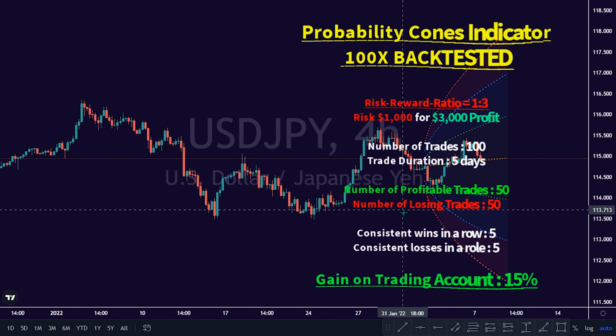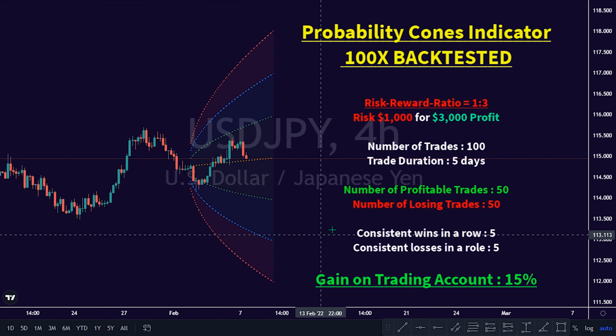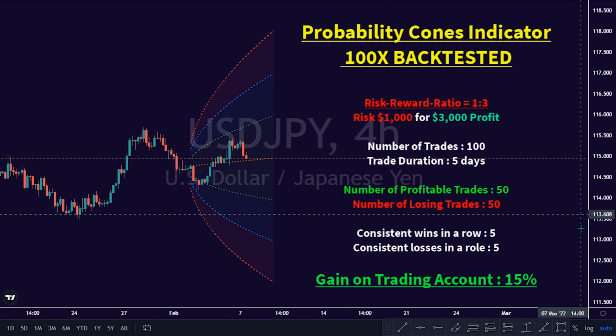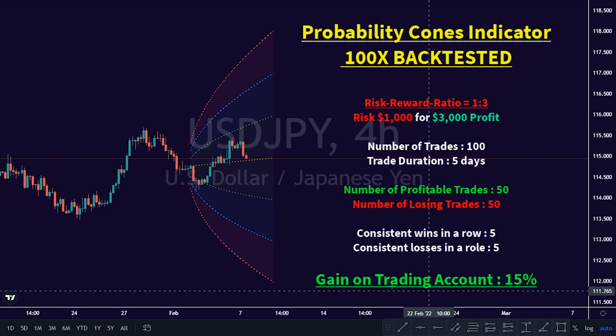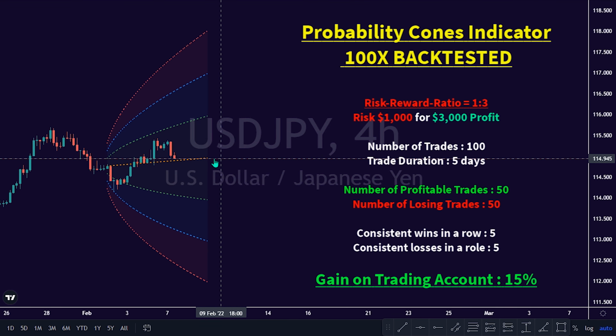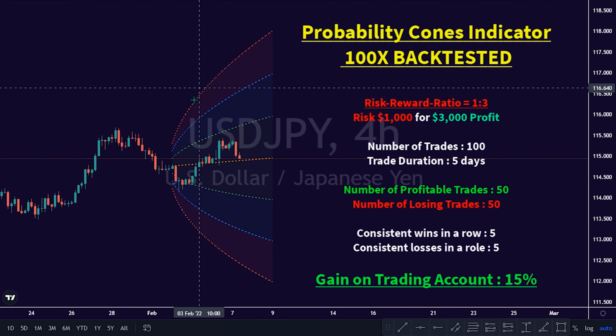Here's my trading result after executing 100 trades for 5 days in the Forex market with the probability cones indicator trading strategy concept based on the 4-hour time frame of the USD paired against the Japanese yen chart. I implemented the 1-to-3 ratio. On each trade, I risk $1,000 for a profit target of $3,000. That was on 100 trades for 5 days.